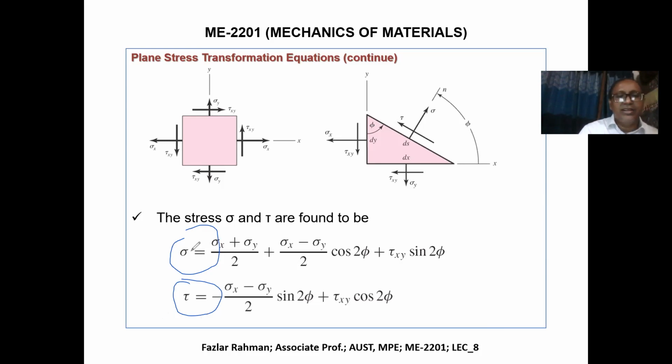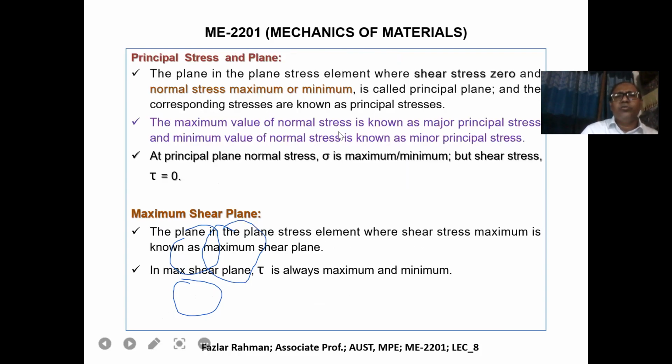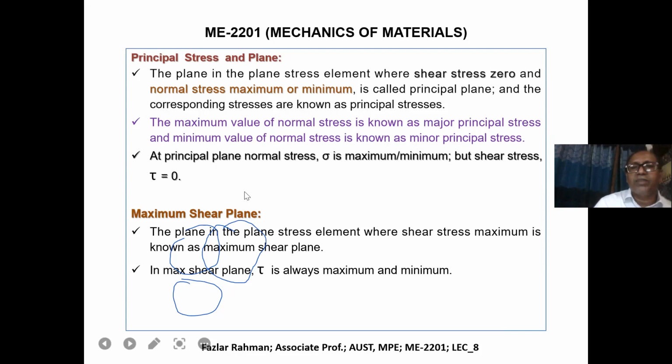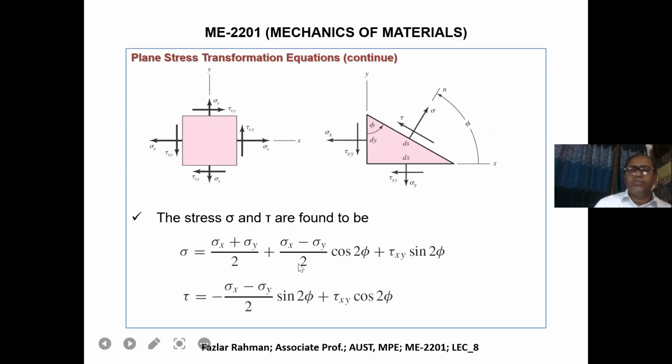In each case, you will get a different value of sigma. At one stage, you will see you are getting the highest value of sigma, but your tau in that plane is 0. Similarly, at another angle phi, you will get tau maximum, and sigma you will get only this component. That means you get only the average value. So we need to figure out which plane gives the maximum value of tau and the maximum value of sigma. So this formula is needed.